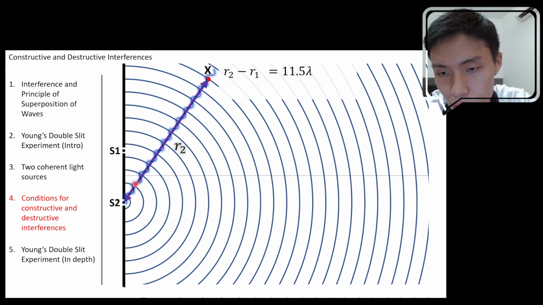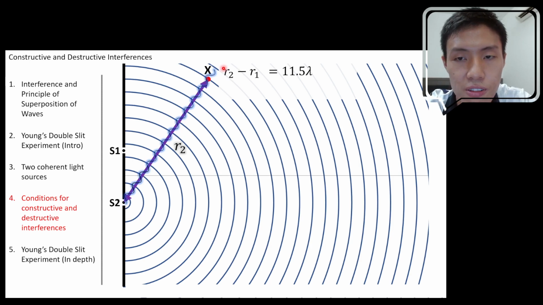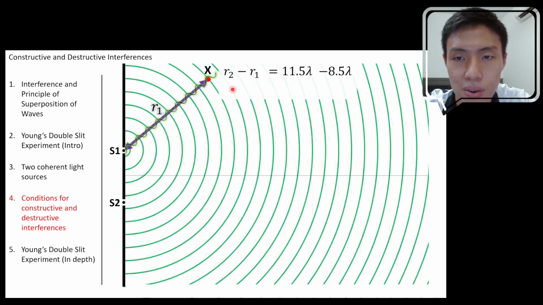1, 2, 3, 4, 5, 6, 7, 8, 9, 10, 11 and a half. So it takes 11.5 wavelengths to go from slit 2 to X. So that's R2. R2 is 11.5 wavelengths. R1, we're going to subtract R1. R1, actually we calculated it just now.